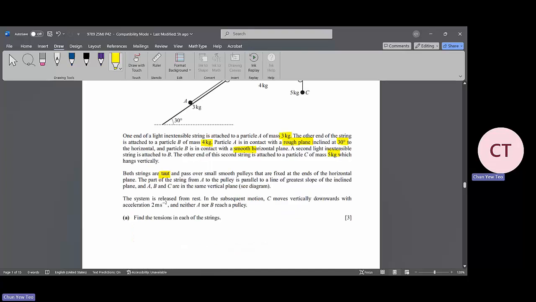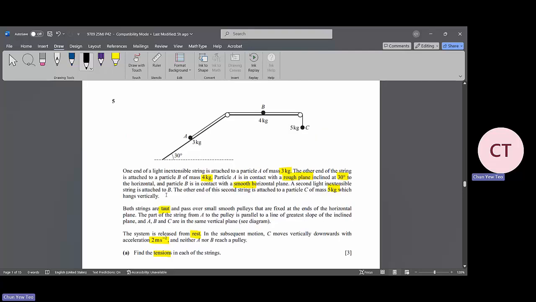The system is released from rest, and in the subsequent motion, C moves vertically downward with an acceleration of 2 meters per second squared. Neither A nor B reaches a pulley. Find the tension in each of the strings. So I call this tension number 1, and I call this tension number 2.